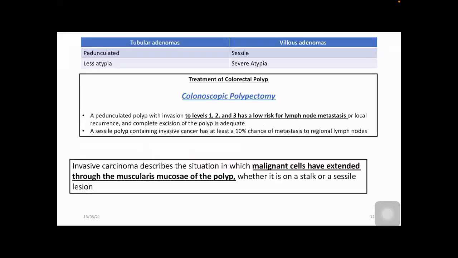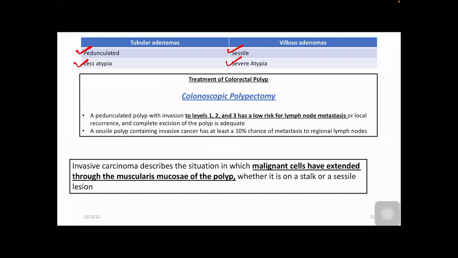Also, see the difference between tubular adenoma and villous adenoma. Mostly tubular adenomas are pedunculated, whereas villous adenomas are sessile. Also, as I said before, atypia is always less in tubular adenomas, whereas severe atypia is common in villous adenomas. This is in general a thumb rule. So how do you treat a colorectal polyp? You have to do a colonoscopic polypectomy.